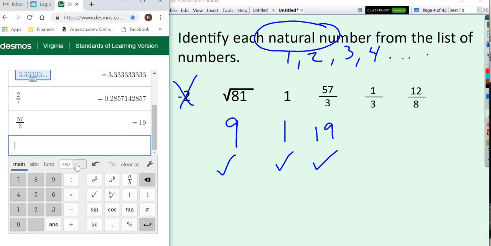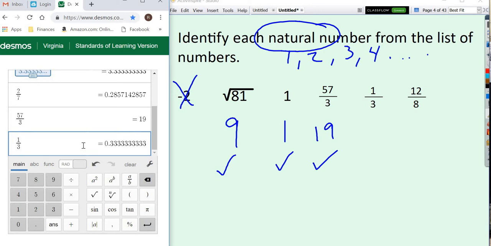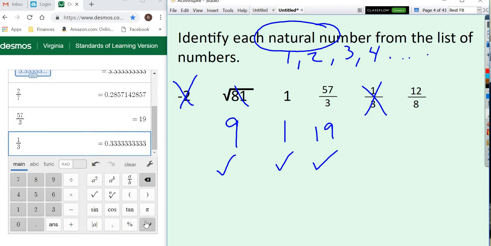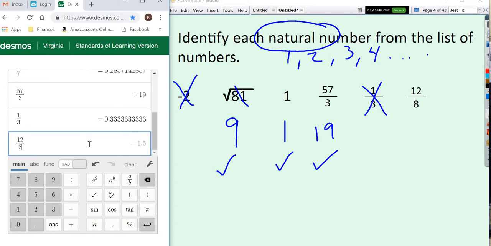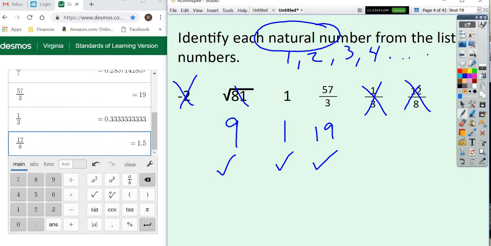Then we're going to use our calculator to check 1 divided by 3. That's a repeating decimal. So if it is a decimal, that means we're getting rid of it. Okay. And then finally, we've got 12 divided by 8. So let's go ahead and put that in our calculator. And that gives you 1.5. Again, that's a decimal, so we will not be using that. So on this question, we had 3 numbers that were natural.